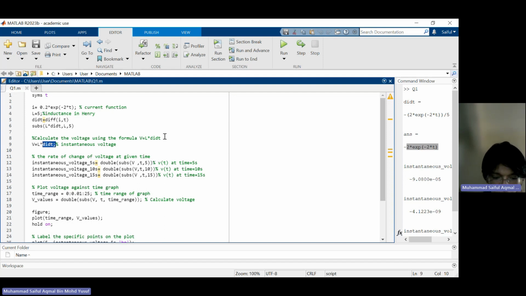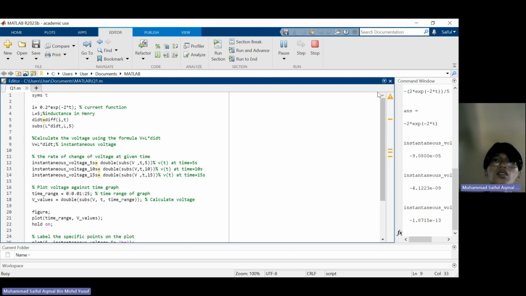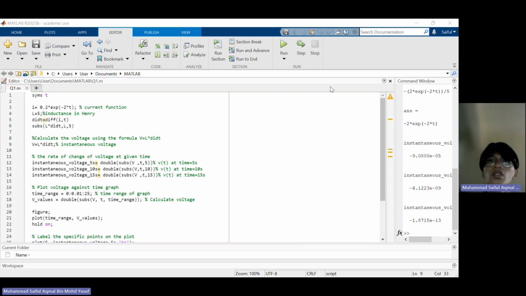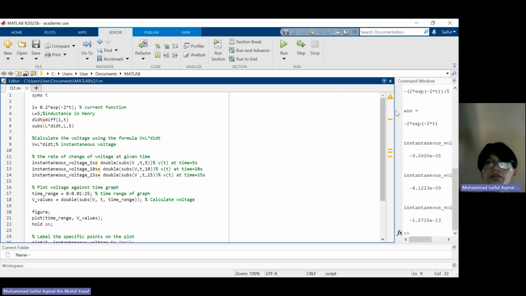Then we simply substitute the time t equal to 5 seconds, t equal to 10 seconds, and t equal to 15 seconds into V equals L di/dt to determine the changing rate of voltage. This will show the result of the specific rate of change of the voltage across the inductor. So I will run the program. So this is the graph.